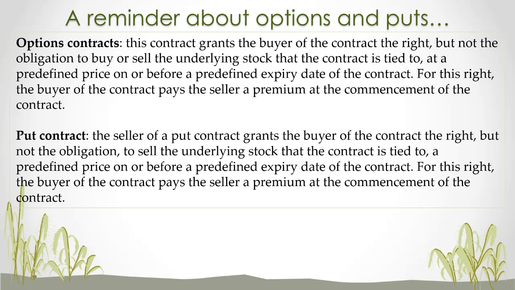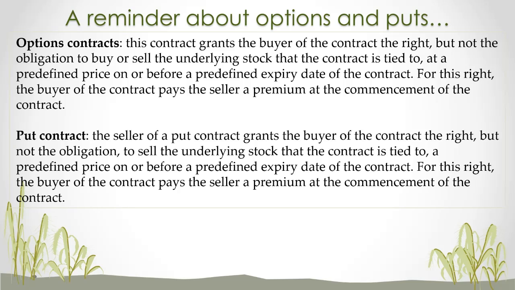So let's quickly refresh our memories about options and puts. As we've discussed in previous episodes on this channel, an options contract grants the buyer the right, but not the obligation, to buy or sell the underlying stock that is tied to that contract. This is done at a predefined price, called the strike price, and the contract lasts between the start of the contract date and a predefined expiry date.